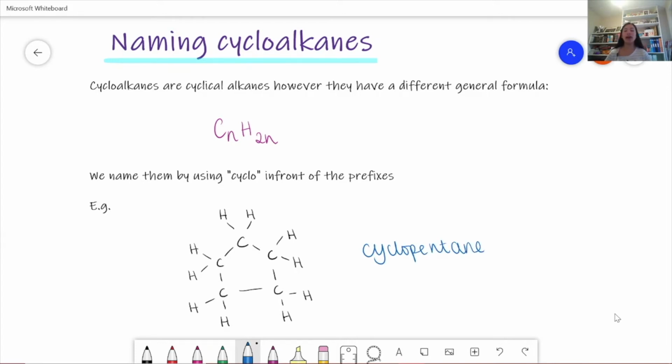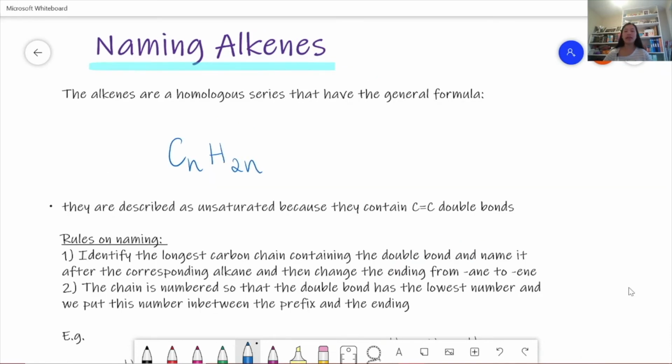And you also see why the general formula is CnH2n, because we have 5 carbons and each of them can bond with 2 hydrogens each. And so the number of hydrogens will always be double the number of carbons. Now we're going to look at naming alkenes.